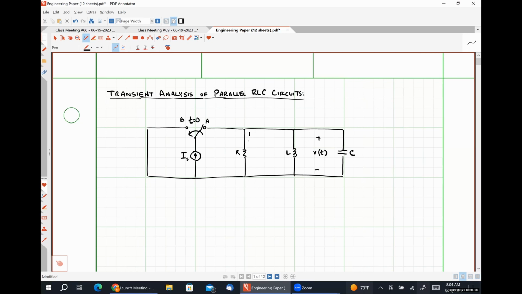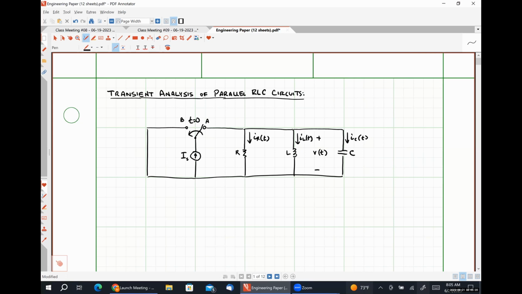Let's call this current right here IR. This current right here IL. And this current right here, IC.